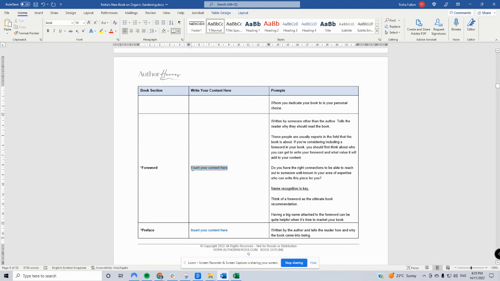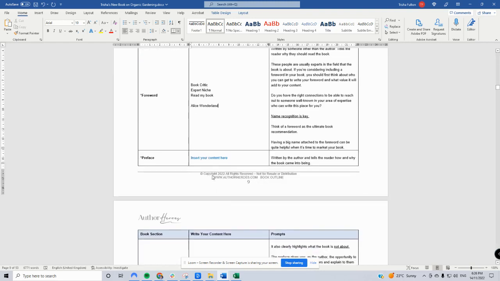This is where you would get someone else to write it. So I might ask someone who knows me really well or I've done work for, or perhaps a critic, a book critic, or perhaps someone that's an expert in the niche that I'm in that has read my book. So that person is Alice.